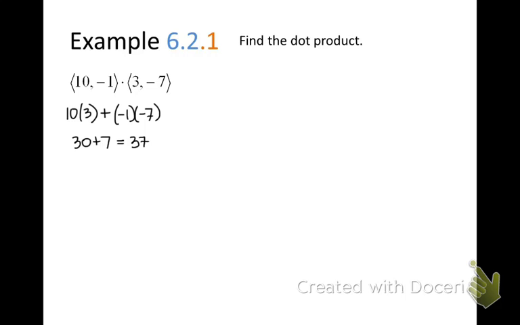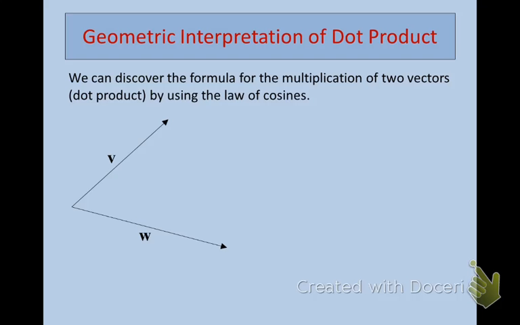Easy enough. All right. So another interpretation of the dot product would be the geometric interpretation. We come up with the multiplication of two vectors by using the law of cosines. The way that we do this is we form a triangle by connecting the two heads of the vectors that we're looking at.